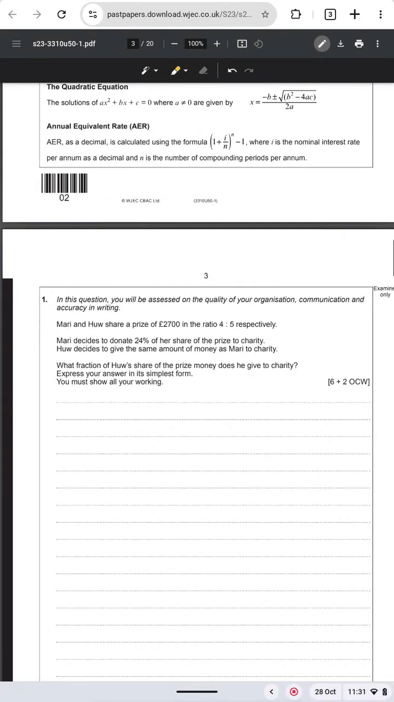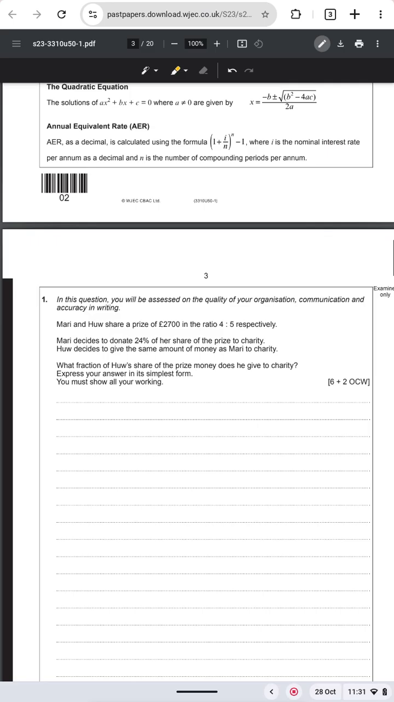So, question 1. This is one of the OCWs, so you're assessed on the organisation, communication and accuracy in writing. Mari and Hugh share a prize of £2,700 in a ratio of 4 to 5. Mari decides to donate 24% of her share of the prize to charity. Hugh decides to give the same amount of money as Mari to charity. What fraction of Hugh's share of the prize money does he give to charity? Express your answer in simplest form.